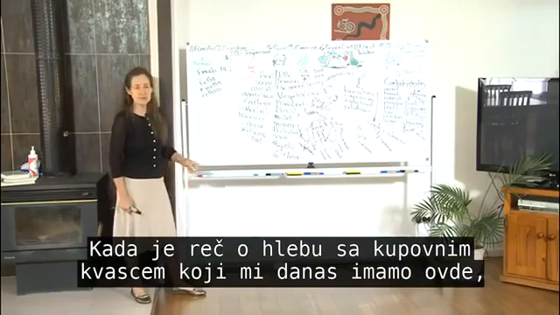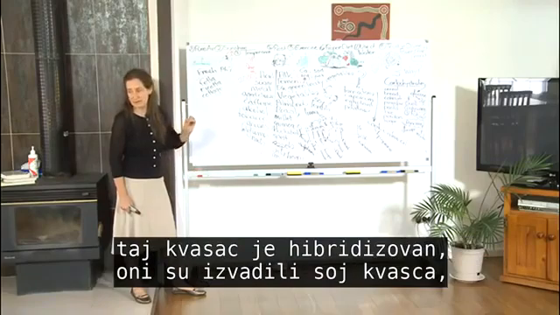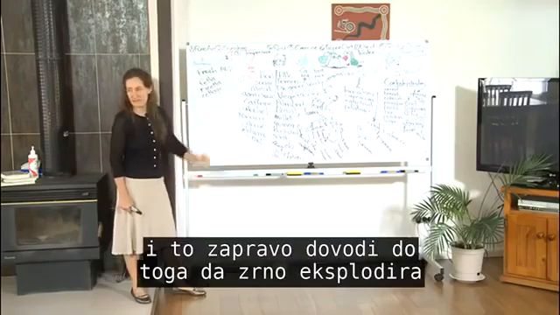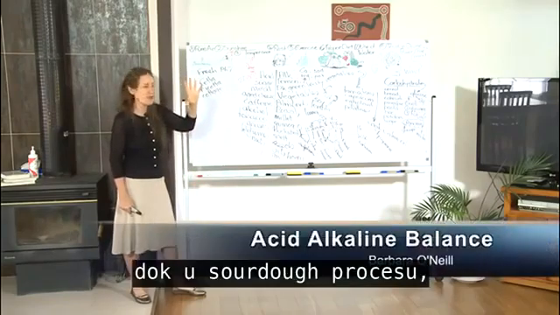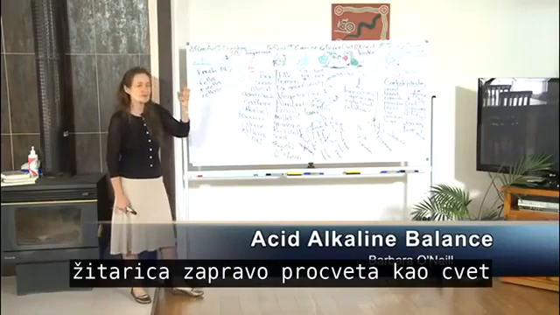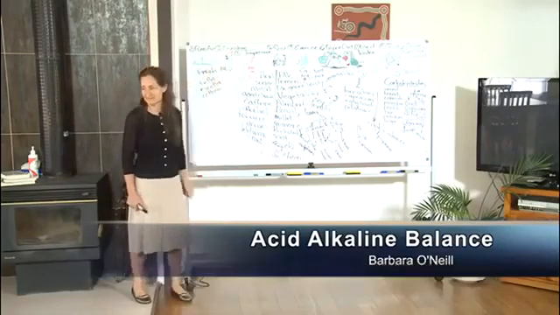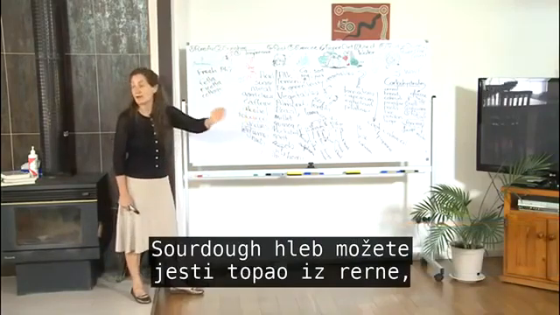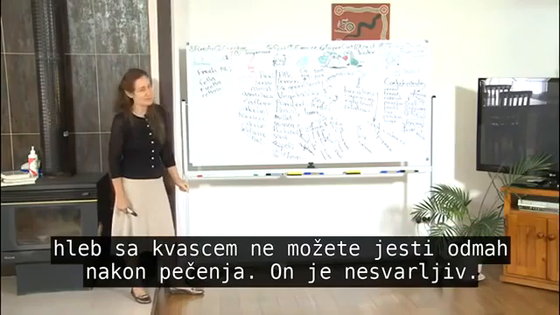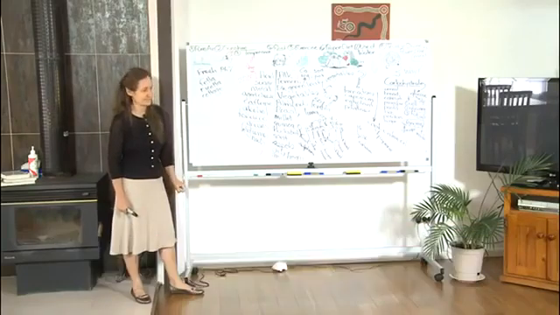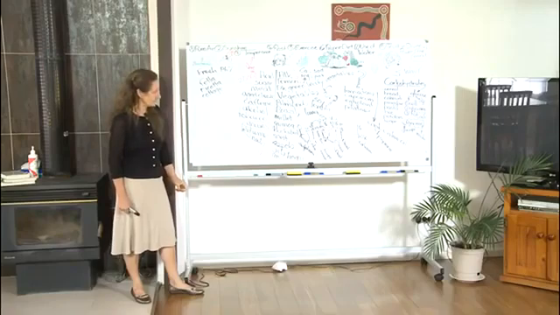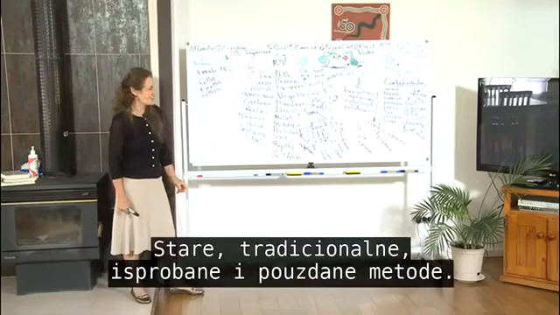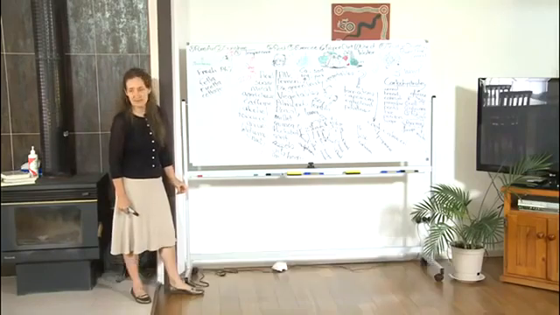The yeast bread that we get in Australia today, they've hybridised the yeast. They've extracted that yeast strain because they want it to rise in half an hour. It actually causes the grain to explode, whereas the sourdough process, it actually causes the grain to blossom like a flower. And it's much easier to digest. You can eat sourdough bread hot out of the oven, but you cannot eat yeast bread hot out of the oven. It's indigestible. So again, it's going back to the old ways, isn't it? The old traditional, tried and true ways.